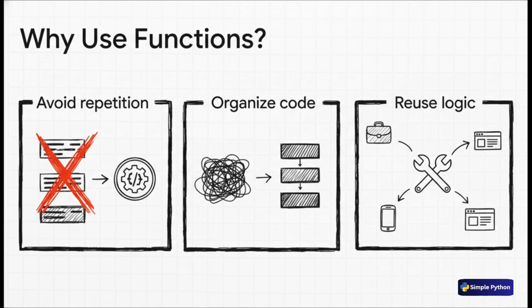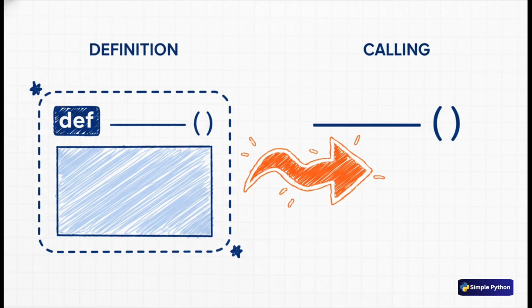It's a total win-win-win. And you know what? Making one is actually super simple. You just use the keyword def, which is short for define. Then you give your function a name, followed by some parentheses. Any code indented underneath that line belongs to the function. Then, whenever you want to run that code, you just call it by its name. That's it. Greet, boom, it runs.